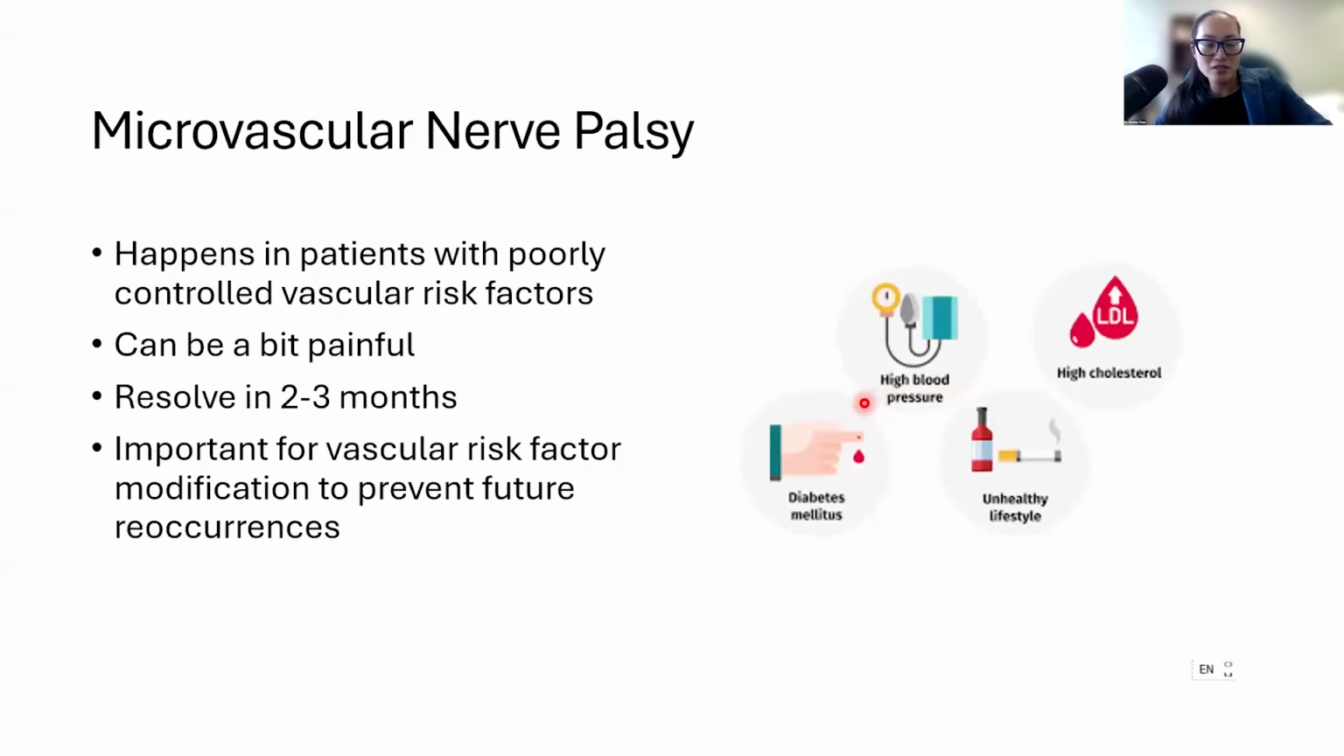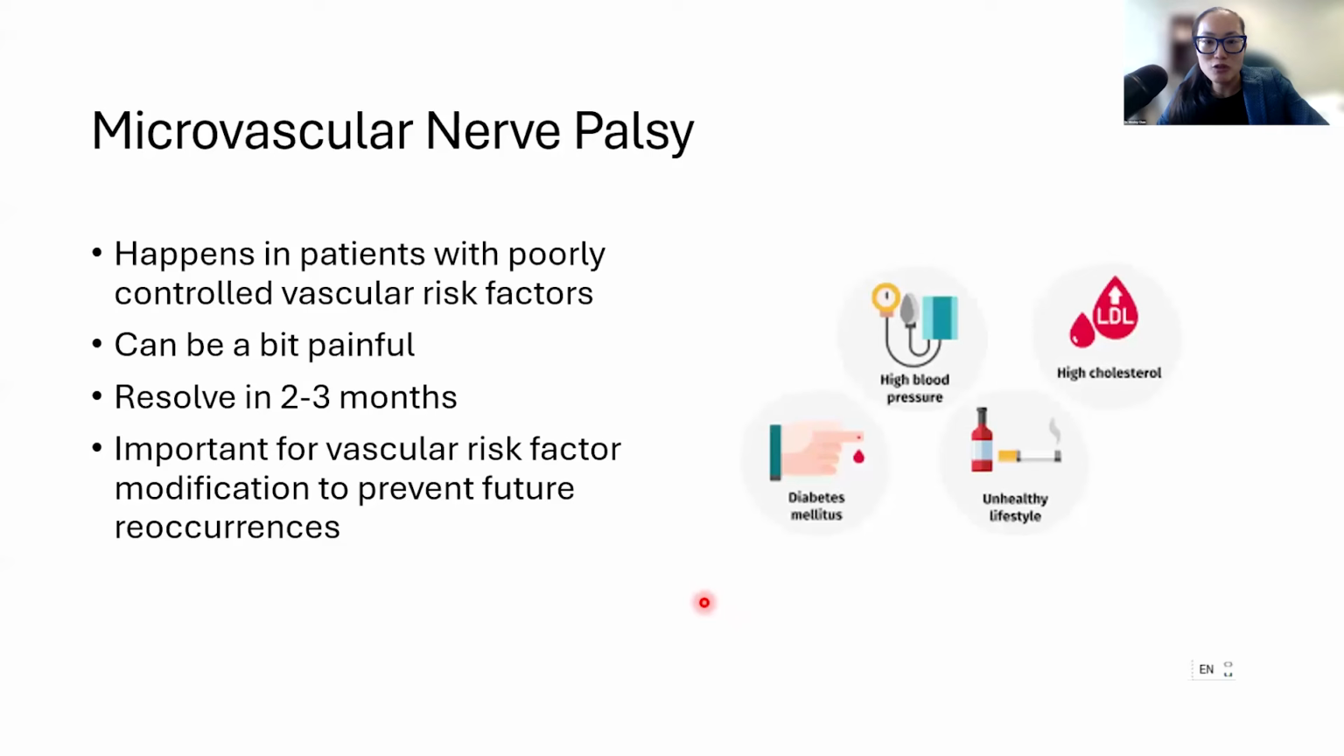So a microvascular ischemic nerve palsy tends to happen in the patients who have poorly controlled vascular risk factors. And so that means they have diabetes, they have high blood pressure, they have high cholesterol, they have an unhealthy lifestyle, they're obese. You know what this person looks like, right? And so if they come in with a cranial nerve palsy, more likely than not, it's probably this, but you still need to do your exam, right? You still need to do your due diligence. Make sure, is there any more cranial nerves involved?